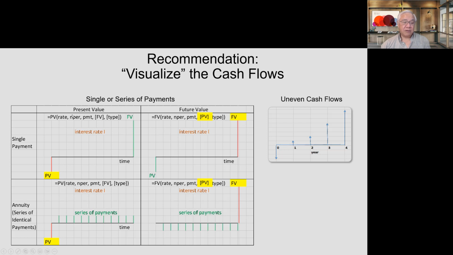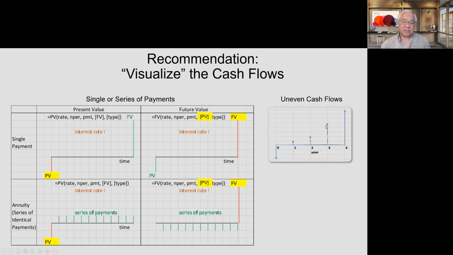PV, whether it's for a single payment or annuity, notice it's the same formula. And future value, whether it's single payment or annuity, notice that's the same formula. So that's visualizing the cash flow and then tying that cash flow into the appropriate function inside Excel.